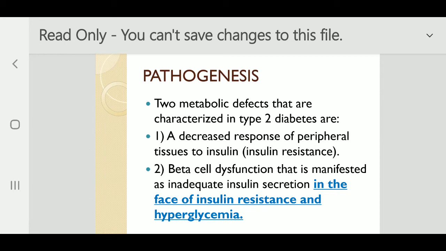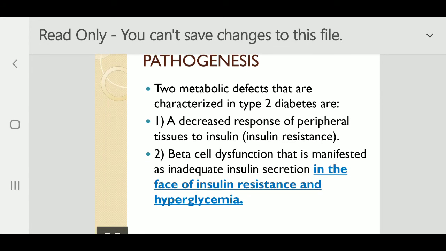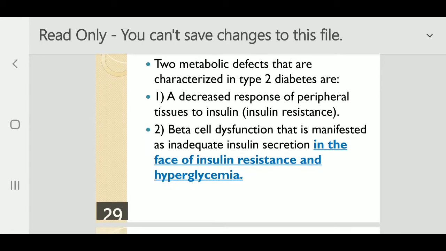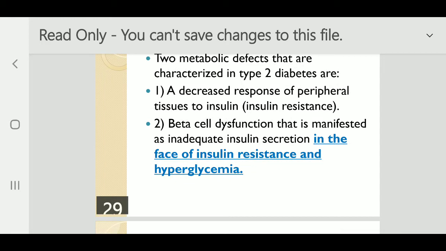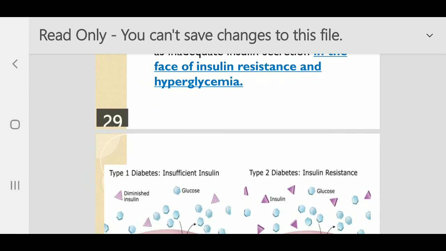Hence, these patients have hyperinsulinemia, whereas type 1 diabetes patients have hypo or absolutely no insulin in the body. And second, there can be beta cell dysfunction that leads to inadequate insulin secretion in the face of insulin resistance and hyperglycemia. That is, there is insulin resistance, there is hyperinsulinemia, there is hyperglycemia, along with inadequate insulin secretion.